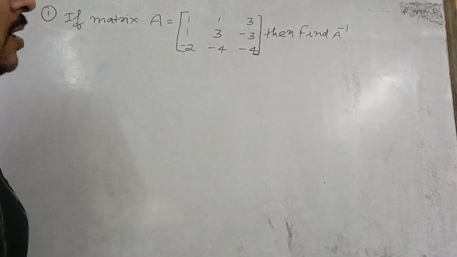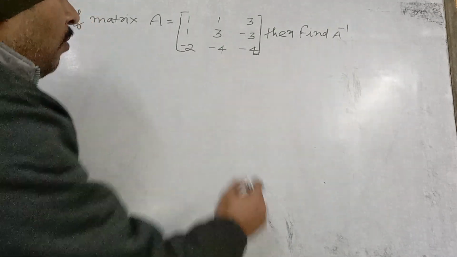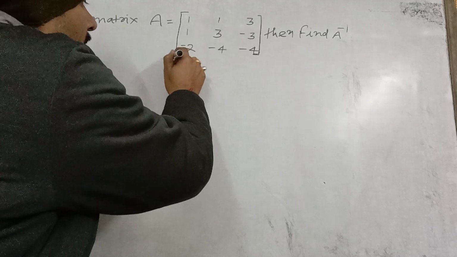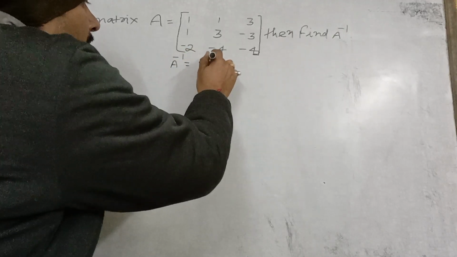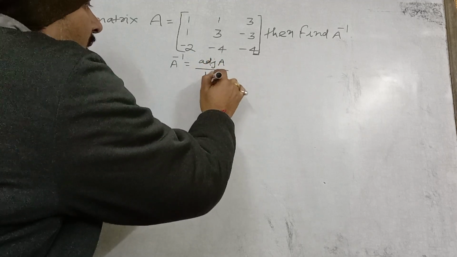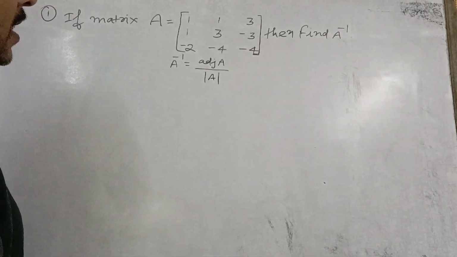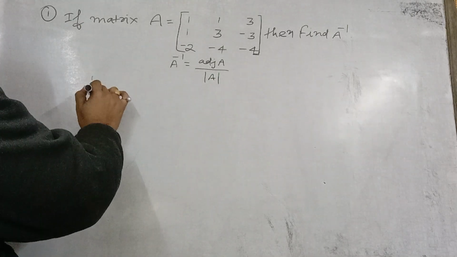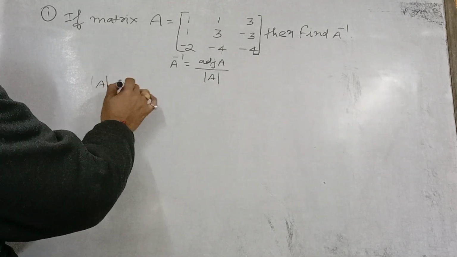So how do we find A inverse? Firstly we will know the formula of A inverse. The formula of A inverse is adjoint A upon determinant A. This is the formula. So firstly we will find the value of determinant A.